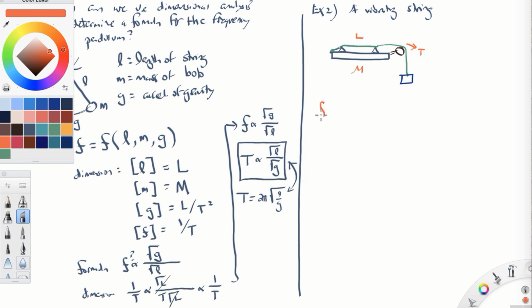We want to find the frequency of vibration, and we suspect that the frequency of vibration is going to depend on, let's call this little l, the length of the string, the tension, and for reasons that will become obvious in a moment, let's call tension the Greek letter tau.